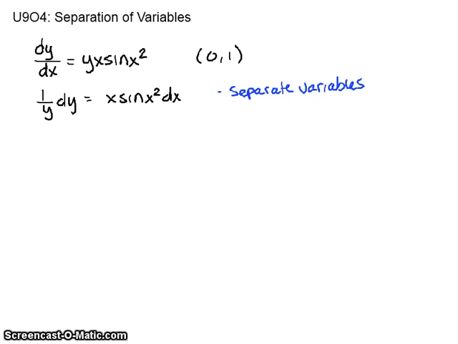Hence, separation of variables. So we want the x's on one side, the y's on the other. Generally speaking, we want the y's on the left because we want to multiply by that dx to the other side. So we have 1 over y dy equals x sine x squared dx. And what we want to do now, if we're going to try to get y, is get rid of the dy and the dx, so we're going to anti-differentiate each side. We're going to take the antiderivative of 1 over y dy and the antiderivative of x sine of x squared dx. So step 2 is anti-differentiate.